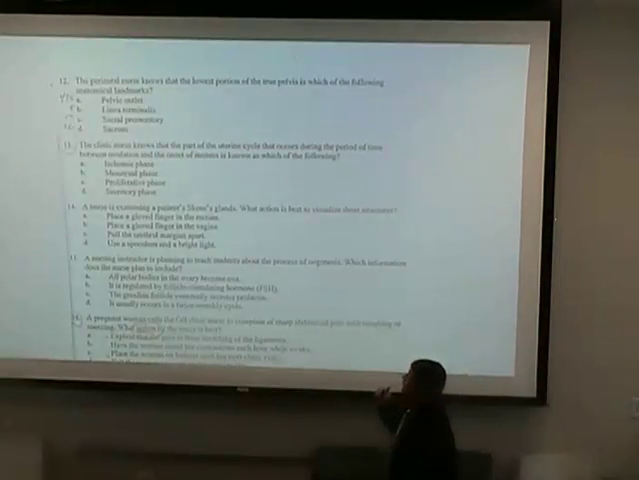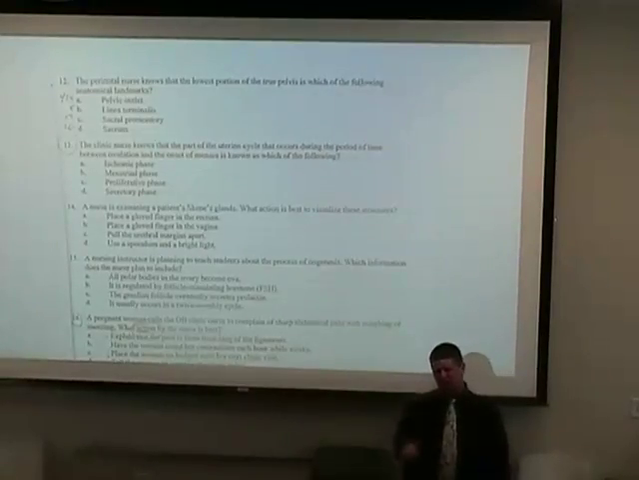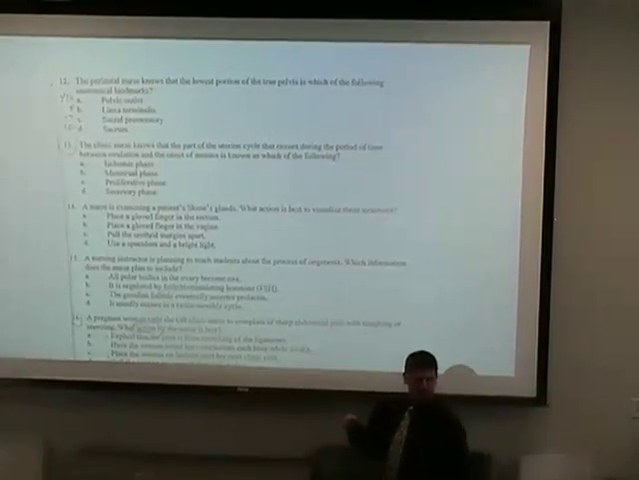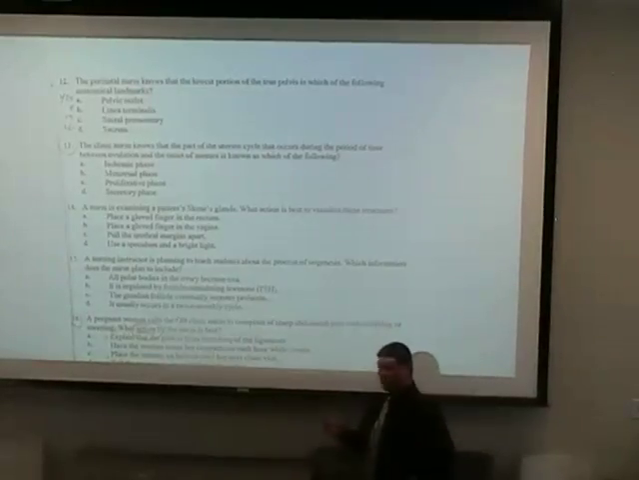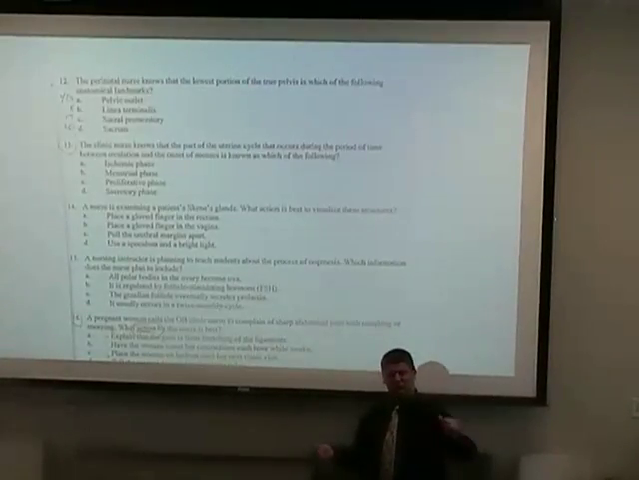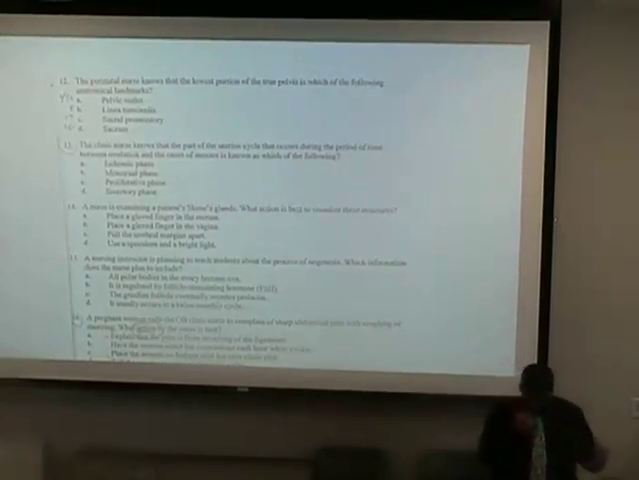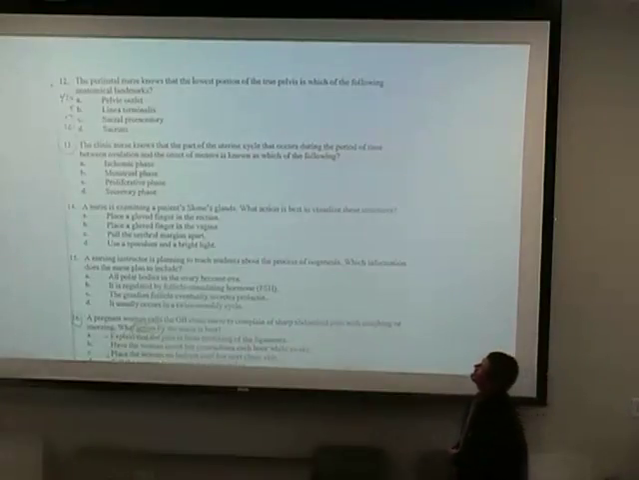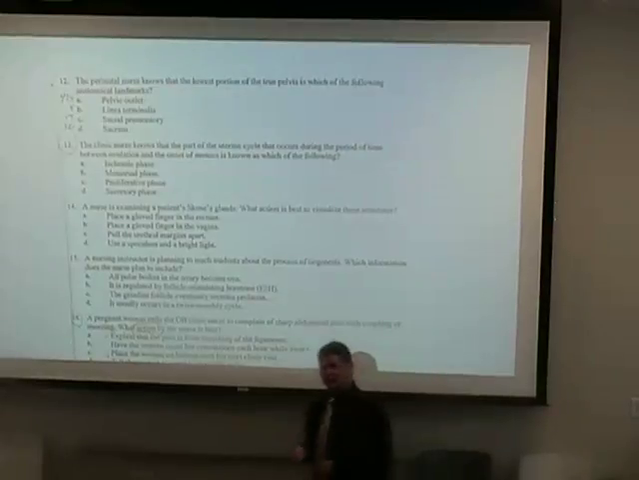The linea terminalis, if I remember correctly, is from symphysis pubis to the sacrum. Isn't that what divides the true pelvis and the false pelvis? That's what I remember. That's what it says in the book. The sacral promontory, that's the hump at the back of the sacrum.